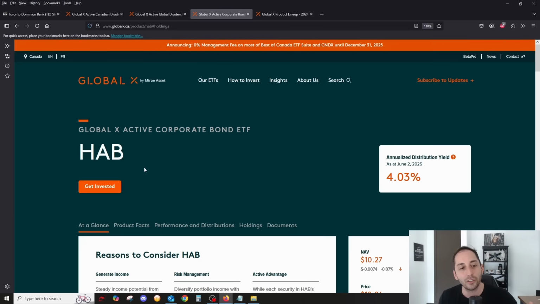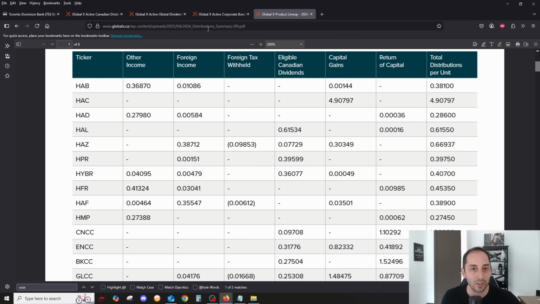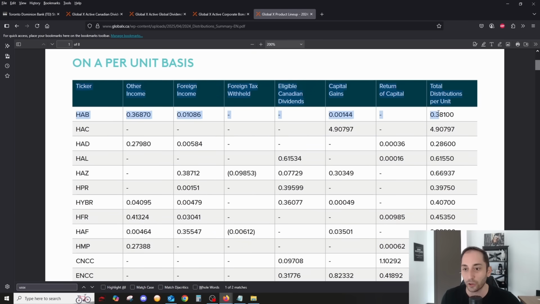And one last one we could look at is HAB. This is the Global X Active Corporate Bond ETF. And bonds, fixed income, typically everything under that sphere is going to be classified as regular income or other income, if you will. So if we look at HAB, you'll see that the total is 38.1 cents. The big majority, 36.8 cents, is classified as other income, as regular income, which is what fixed income or bonds are classified as. But there's a tiny bit of foreign income, tiny bit of capital gains as well.